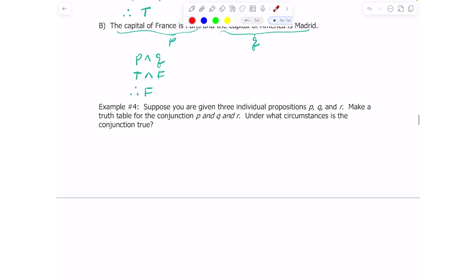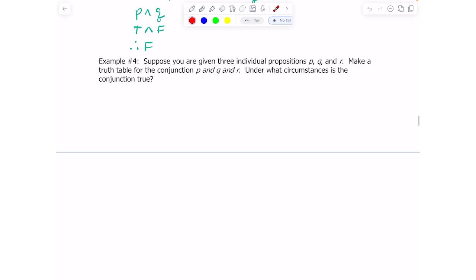Suppose you're given three individual propositions, like P, Q, and R. What we're going to do is make a truth table for the conjunction P and Q and R, and see under what circumstances the conjunction is true. All right, so let's think about this. If I have just one statement, P, I know it could be true or false. If I have two statements, P and Q, there's actually four different combinations for the truth values of those statements. So it could be true and false, false and true, false and false.